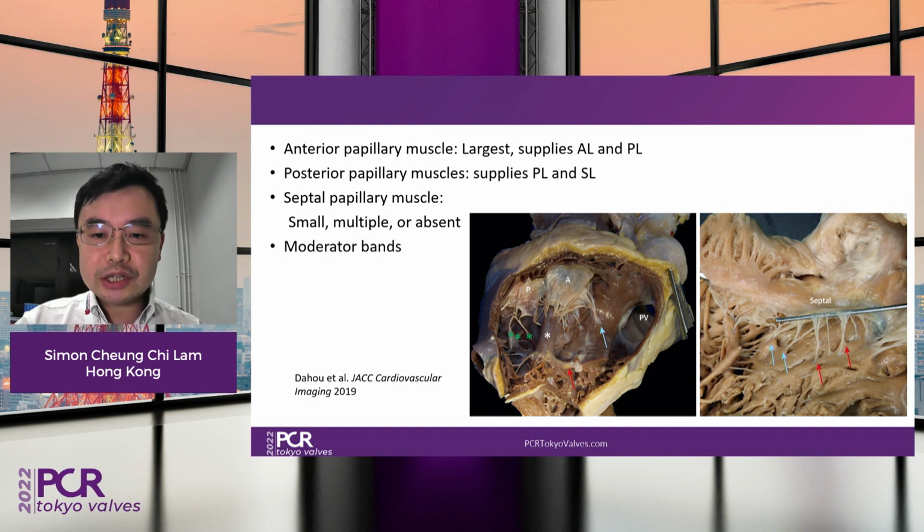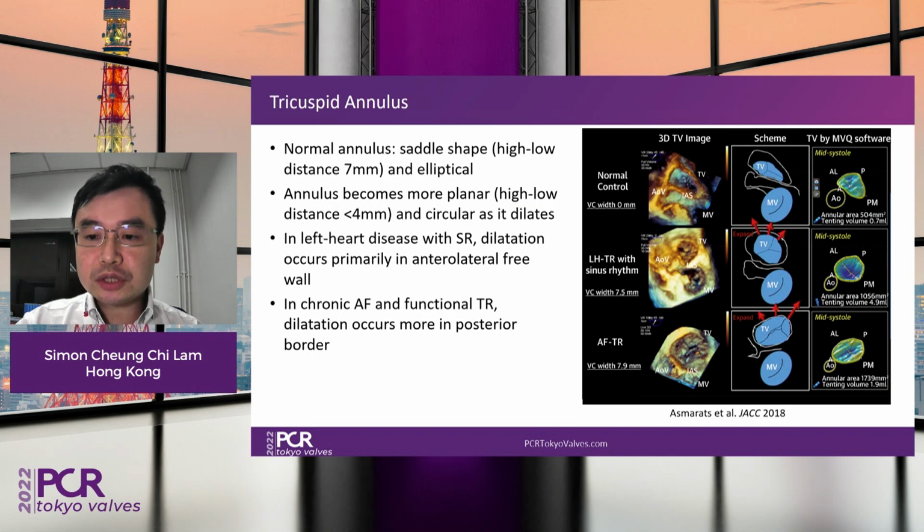The anterior papillary muscle is the largest, supplying the AL and PL. The posterior papillary muscle supplies the PL and SL. The septal papillary muscle is more multiple or absent, and as I mentioned, there are moderator bands. So when we're doing the procedure, we have to avoid entrapment in those trabeculations or the chordae. A normal annulus is saddle-shaped, with a high-low distance around 7 millimeters, and elliptical. The annulus becomes more planar, with high-low distance smaller than 4 millimeters, and circular as it dilates.